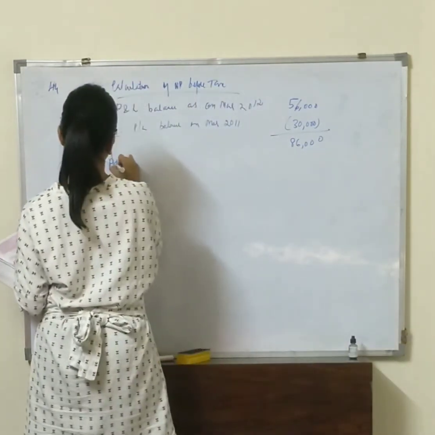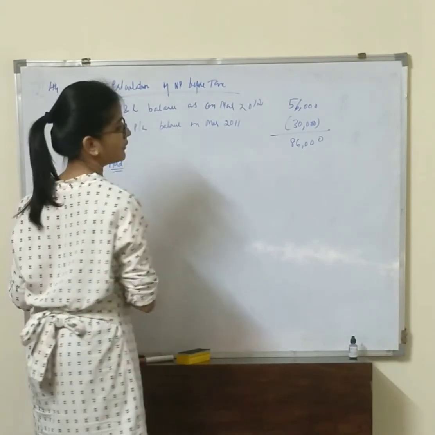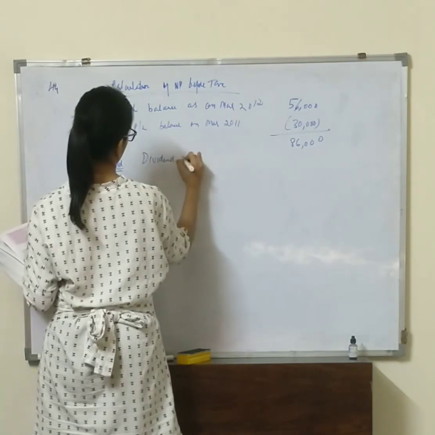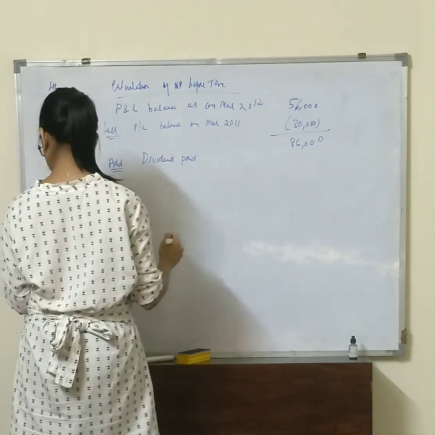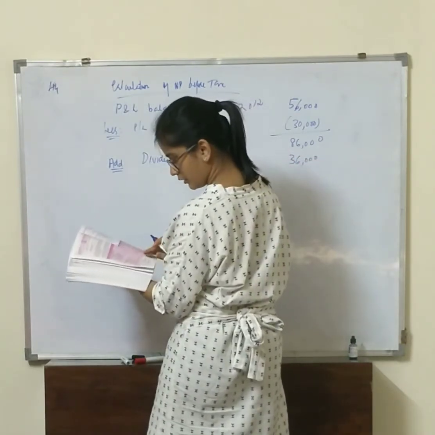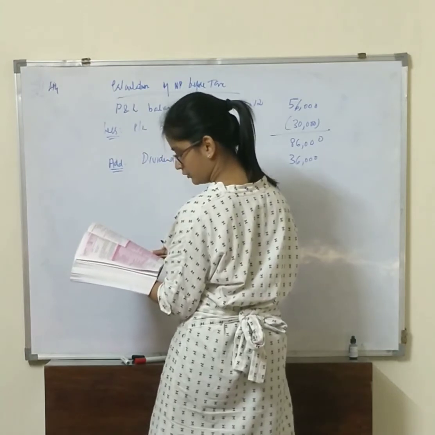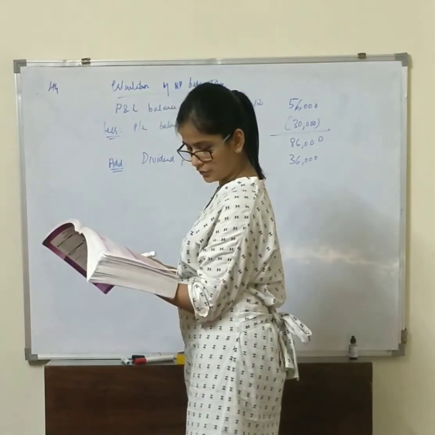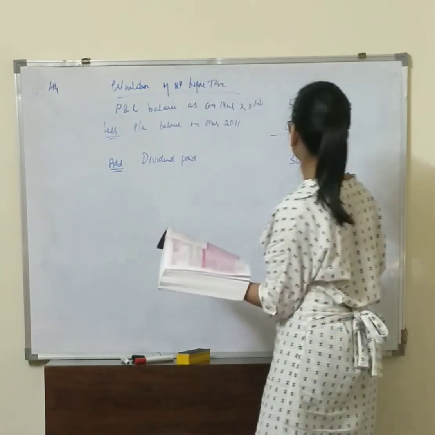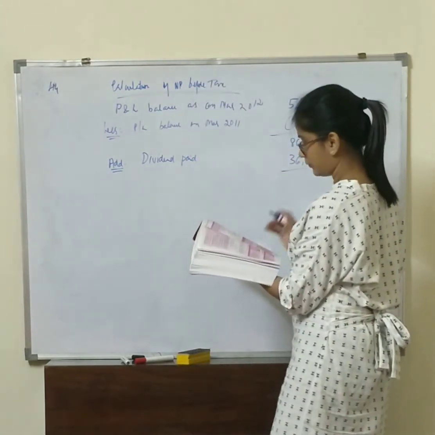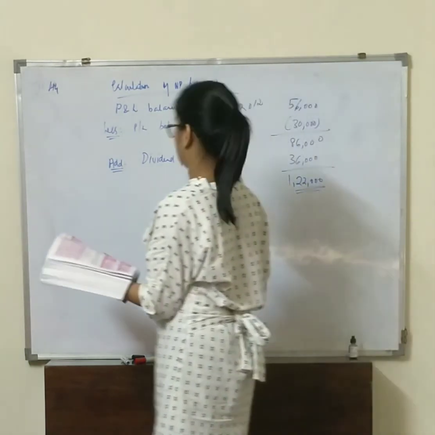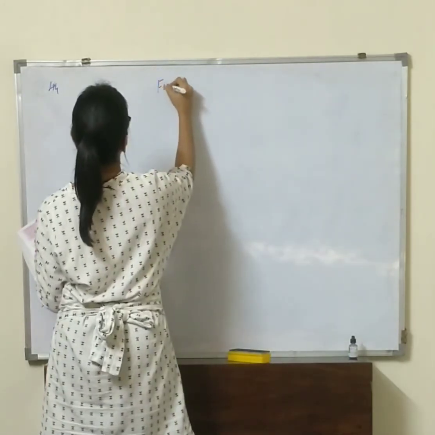Then we will add. They have given us in the adjustment dividend paid. So we will be adding the dividend paid. How much is the dividend paid? It is 36,000. No information about provision for taxation is given. So we will not have any provision for taxation. So what is the net profit before tax? It is 1,22,000.